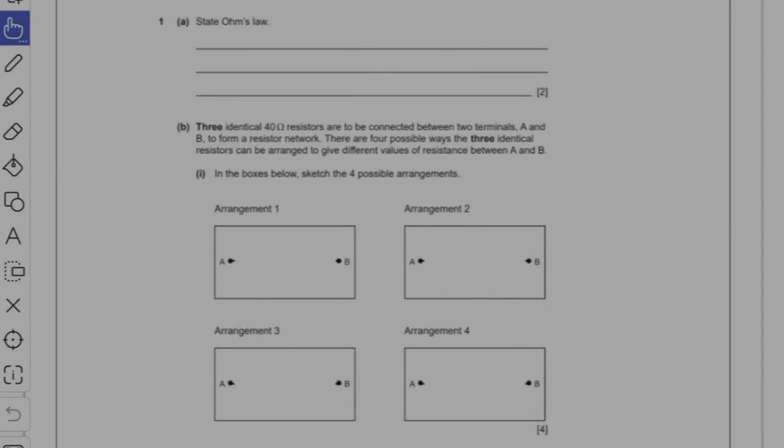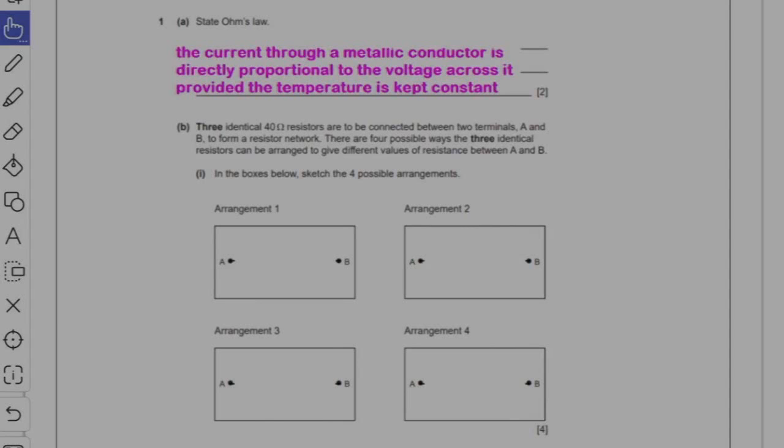So they start us off with something very simple, state Ohm's law. So remember, Ohm's law relates to the relationship between current and voltage in the case of a conducting material, a metallic conductor. And so we say that the current through a metallic conductor is directly proportional to the voltage across it, provided the temperature is kept constant. So remember, Ohm's law, what's true and when it's true is if we keep the temperature constant. So again, this idea of what is true and when is that thing true, that's what your 2 marks are for.